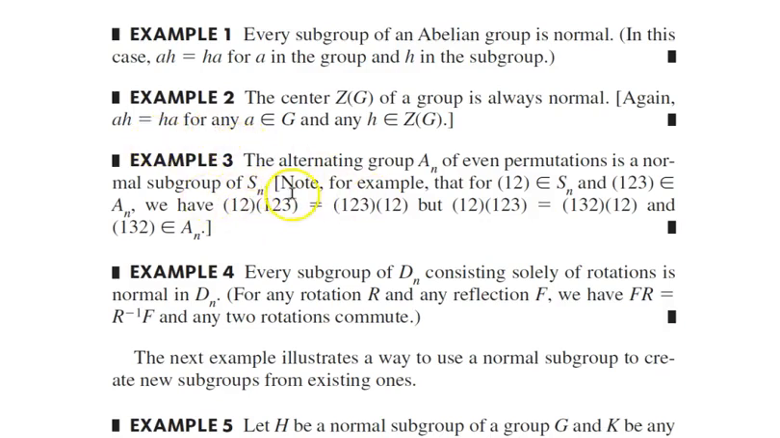Another example, the alternating group An of even permutations is a normal subgroup of Sn. And this is because if we apply the normal subgroup test, then x a x to the negative 1 will have the same type, even or odd, as a. And the reason for this is because x and the inverse of x are both even or both odd permutations.